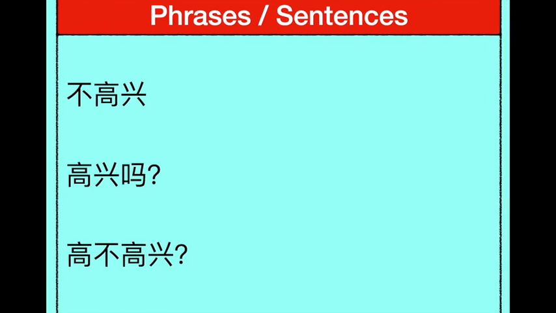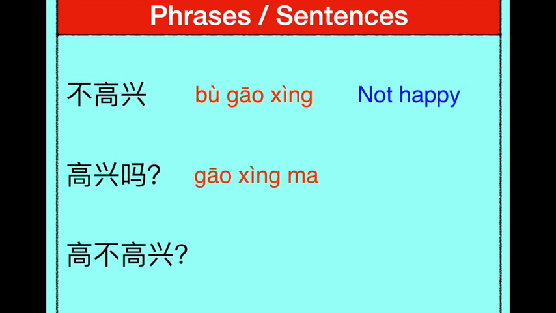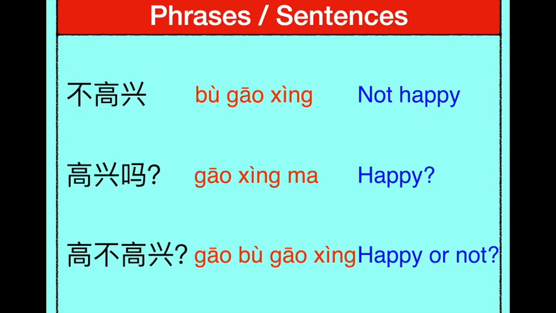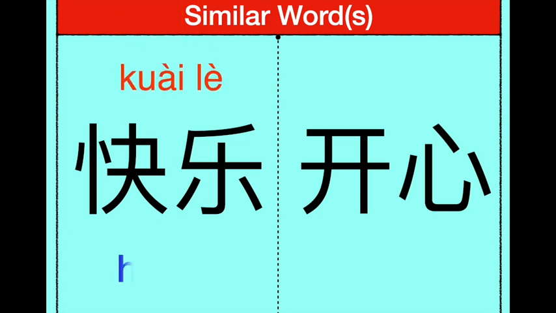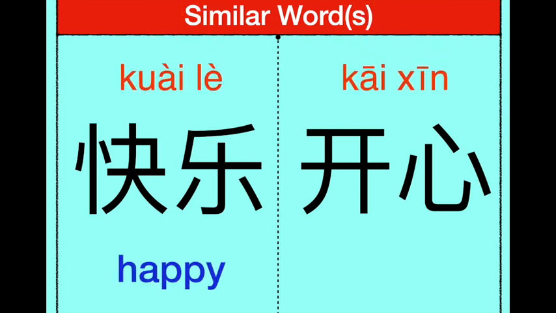Now let's look at some phrases or sentences. 不高兴. So this is the negative form of 高兴, not happy. 高兴吗? Are you happy? So this is the yes-no question. 高不高兴? Happy or not? So this is the A, not A form. It works as the yes-no question, same as 高兴吗? 高兴吗? 高不高兴? Same. 快乐 happy, 开心 happy.